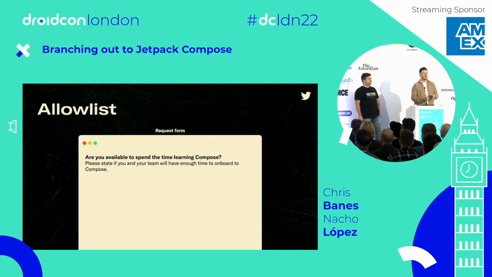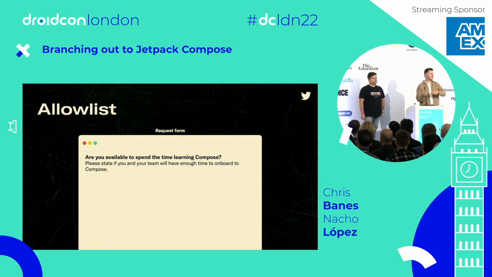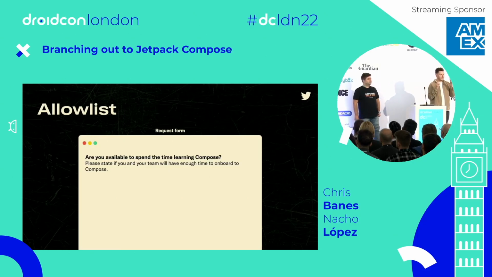The request is pretty simple. There are four questions. Can you spend the time to actually learn Compose? Compose is a mind shift change. You can't really take all the stuff you know from views and apply it to Compose as such. You've got to really change your mental model and actually think about it. If you can't spend the time, it's probably not going to succeed.